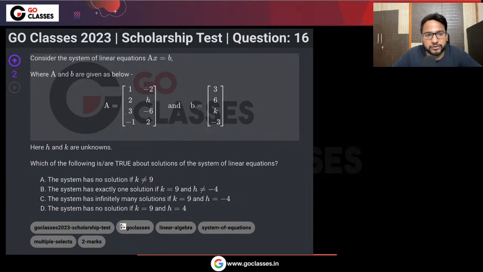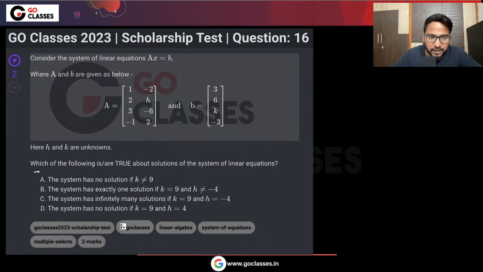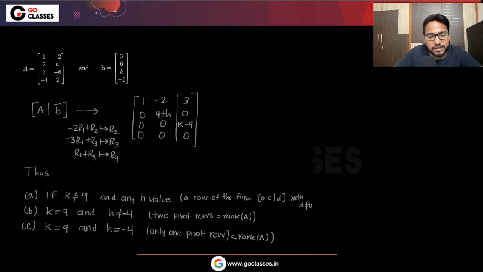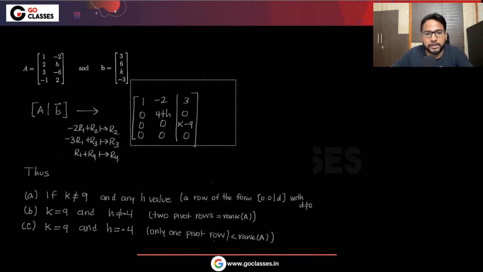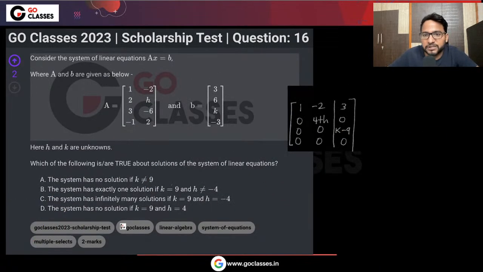Okay, let's talk about this question. They're saying that A and B are given. A system of linear equations is given, and then they're asking which is true. This is again an MSQ, multiple select question. So we can do the elementary row transformation of this augmented matrix, and you will be getting this, right? Now, I'm not doing the row transformation. Suppose you have done it, and now we can solve, assuming that we have this row transformation with us. Which of the following is true about the solutions of the system of linear equations?